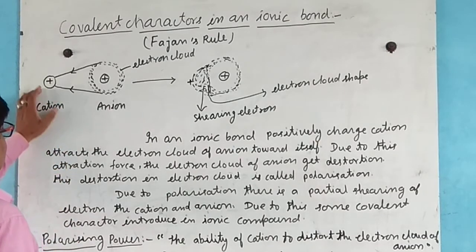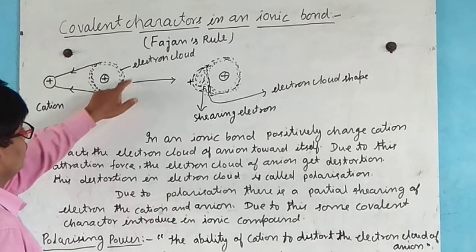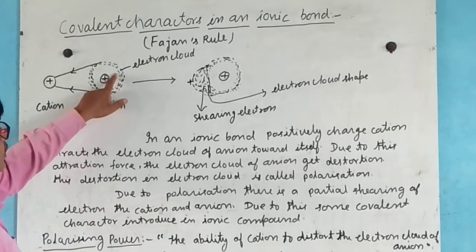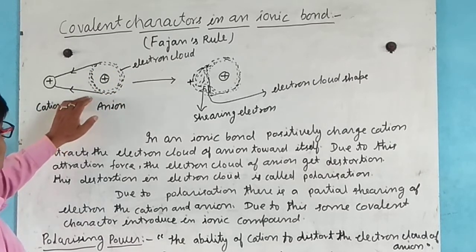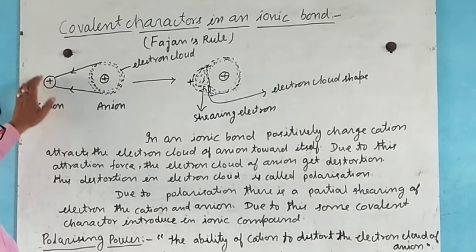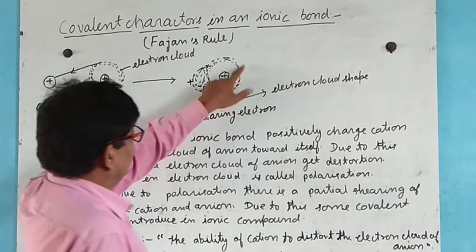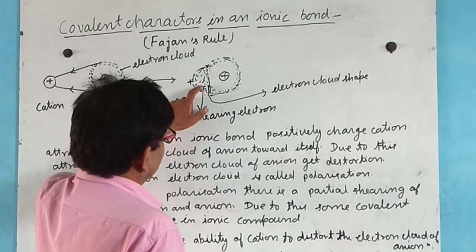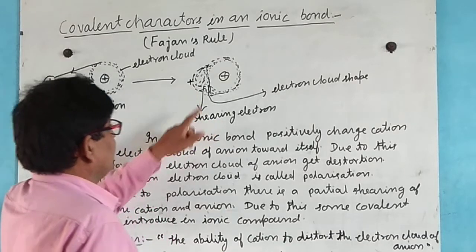Here this is the cation and this is the anion. Electrons are surrounding the atoms in the form of a cloud, and this is a cation. This is a negative electron, this is a proton, positive. Due to this, the electron cloud shifts and its shape changes. This is a sharing of electrons.